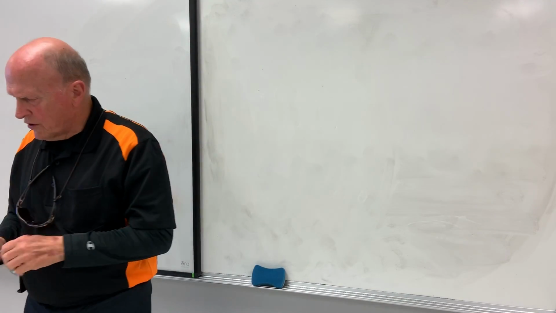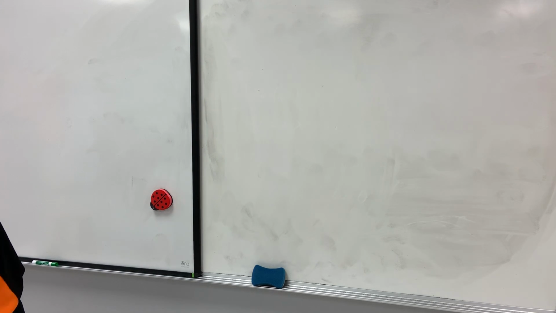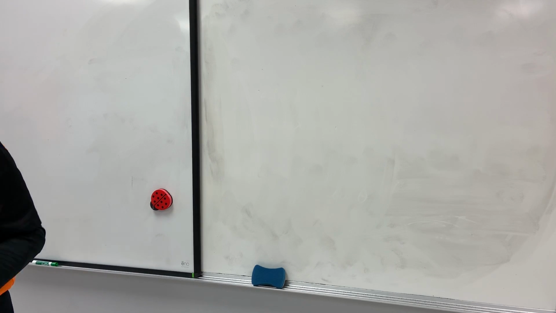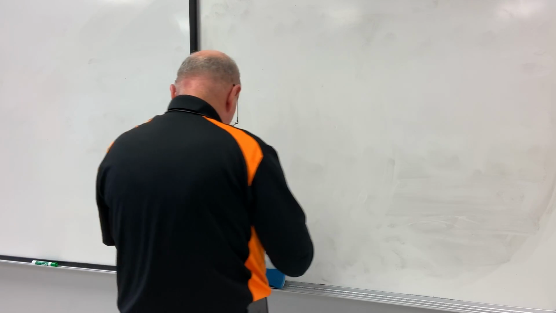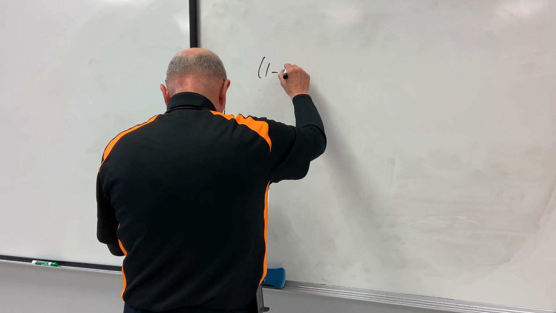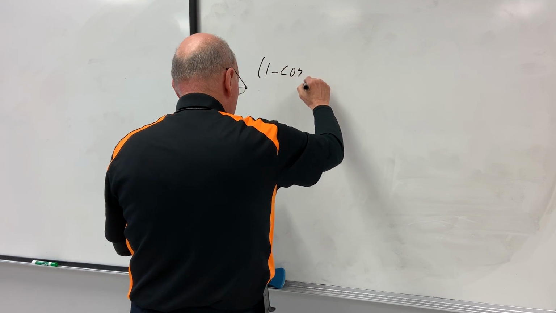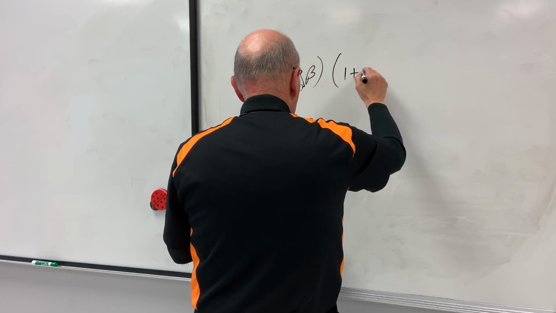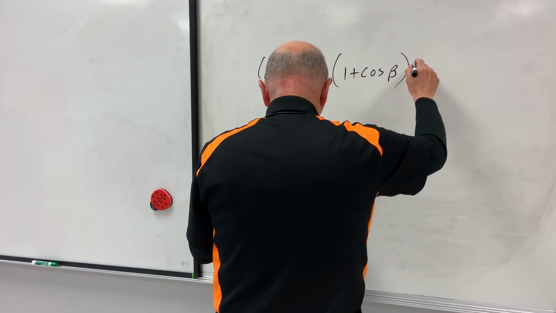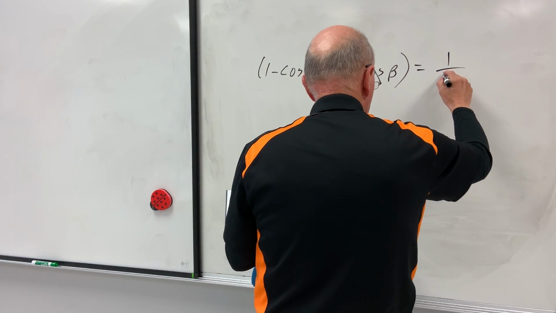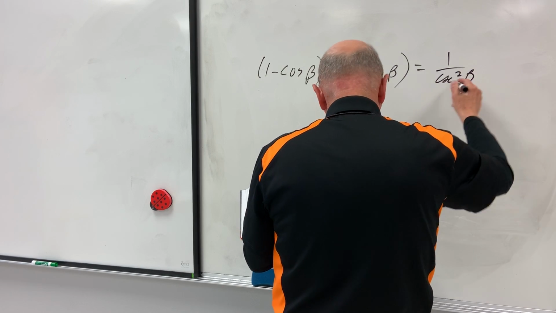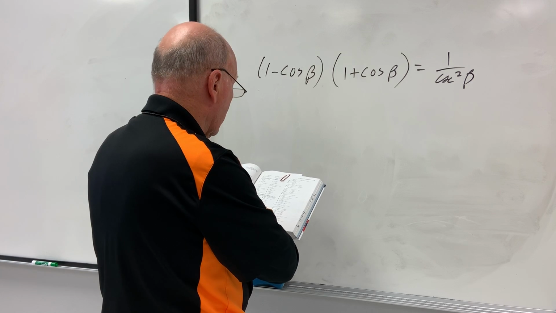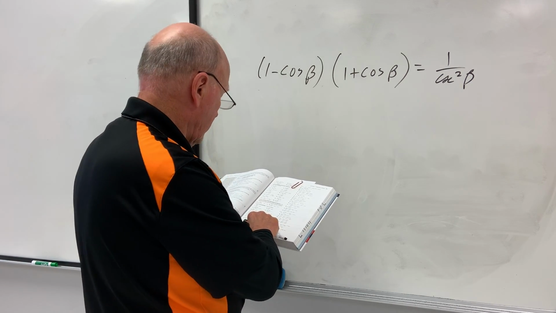And let's see, what do we want to do? Pick out a good one. Let's do 41. All right, let's make sure I got it written correctly. 1 minus cosine over 1 plus cosine equal to 1 over cosecant squared.